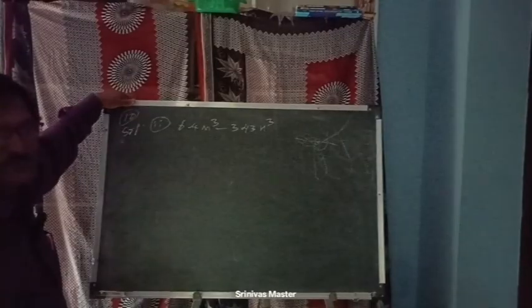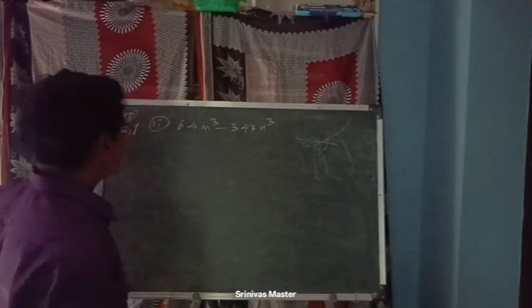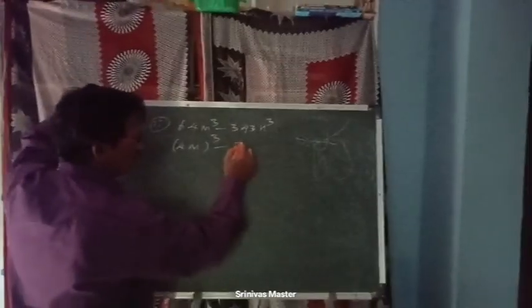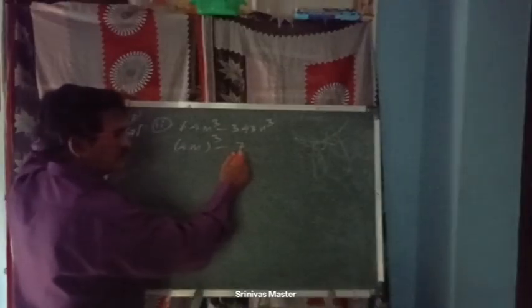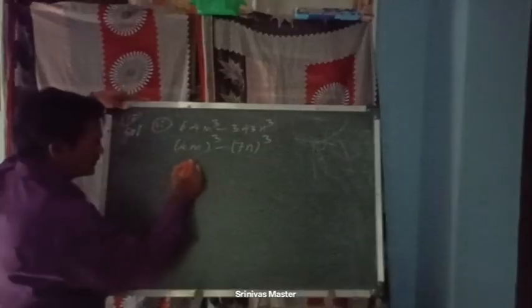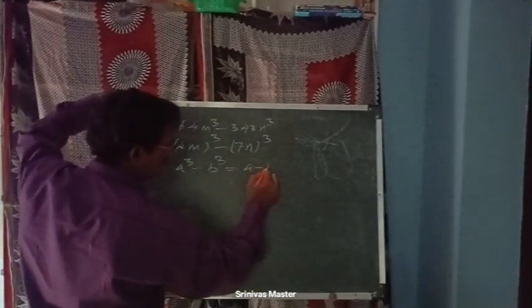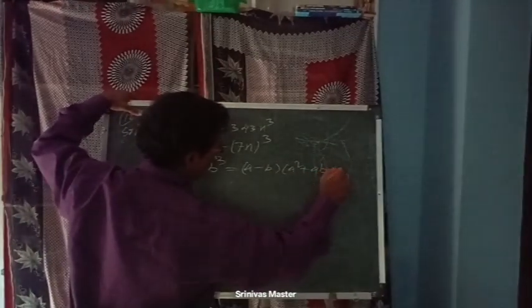That means 64 is a perfect cube. What is the cube root of 64? 4. 4 into 4 into 4. Cube root of 343 means 7. 7 into 7 into 7, 343. So 64m cube can be written as 4m whole cube. Right, children? Minus 343, perfect cube, how much I told you? 7. Cube root of 343 is 7. That means 7n whole cube. Okay, that means this formula belongs to a cube minus b cube. a cube minus b cube equal to, actually the identity is a minus b into a square plus ab plus b square.